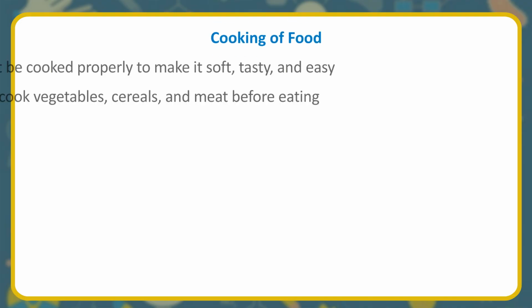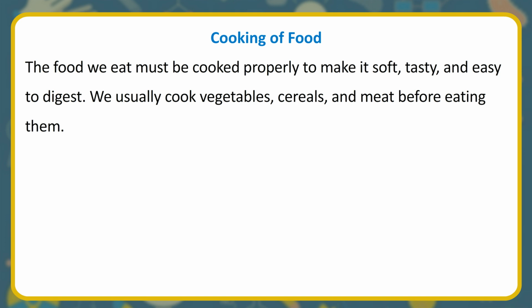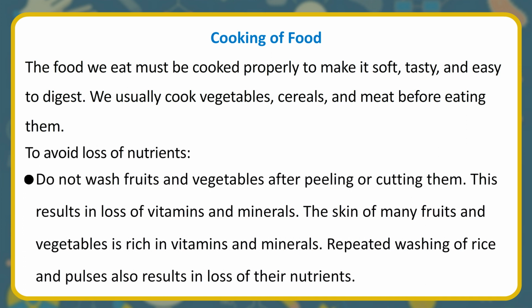Cooking of food. The food we eat must be cooked properly to make it soft, tasty, and easy to digest. We usually cook vegetables, cereals, and meat before eating them. To avoid loss of nutrients, do not wash fruits and vegetables after peeling or cutting them. This results in loss of vitamins and minerals. The skin of many fruits and vegetables is rich in vitamins and minerals. Repeated washing of rice and pulses also results in loss of their nutrients.